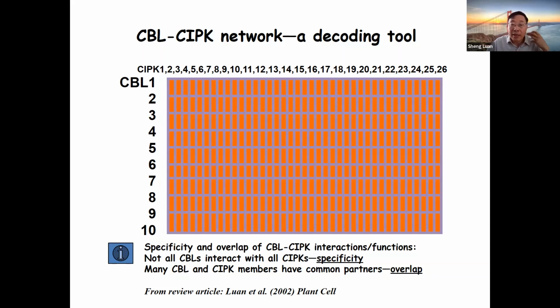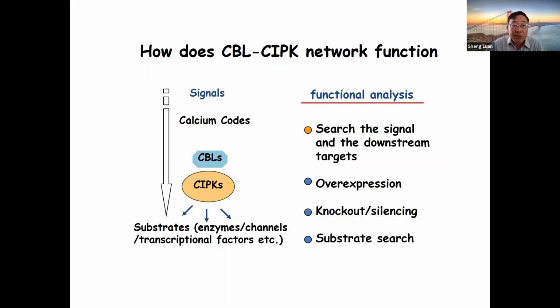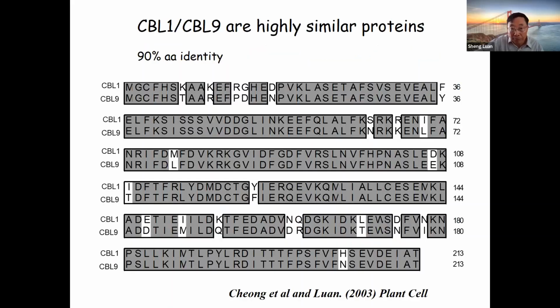Now, how do we turn this protein-protein interaction network into a functional network? Then we need to look for the signals and the calcium signatures that are decoded by the CBL-CIPK, right? Those are upstream signals. And then we also need to identify the downstream targets or substrates for those kinases to piece together a whole pathway, right? So using different functional assays, we did just that in the past 20 years also. I'm just going to give you a couple of examples of how this CBL-CIPK regulates potassium homeostasis in plant.